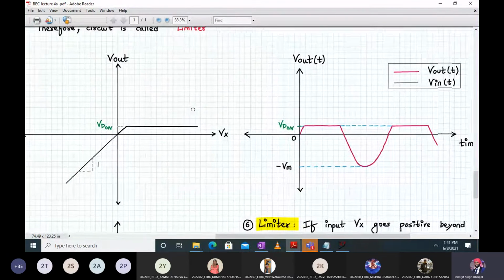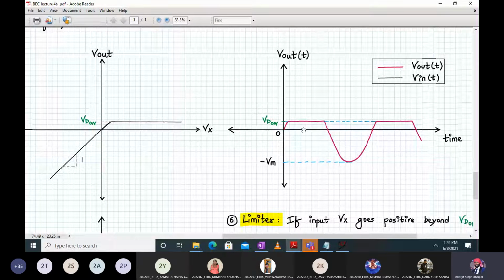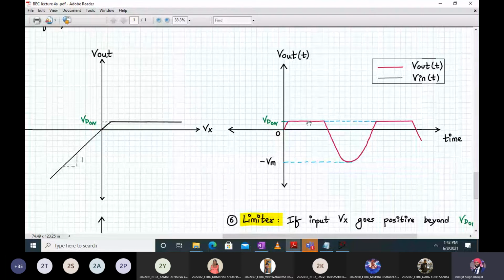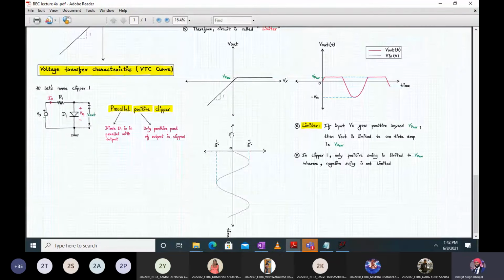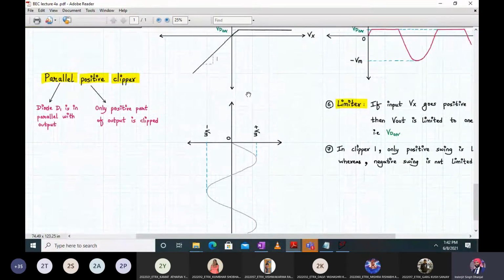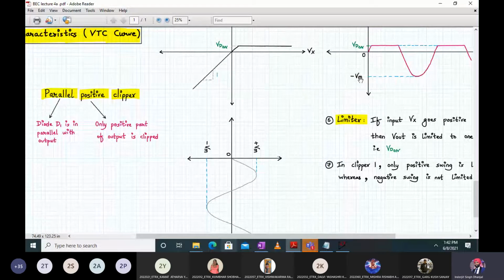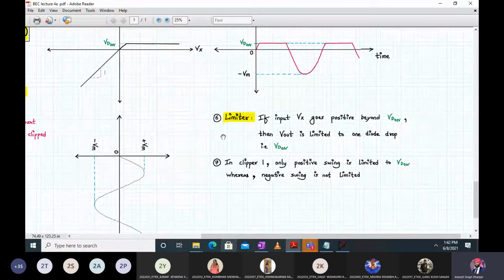If I want to relate the VTC curve with the input output waveform with respect to time, I can view it like this. This is my output waveform. As you can see, the output waveform is limited when Vx has reached Vd on. And in the negative direction, output and input are following each other. So basically this is my input waveform, which is full, and the positive portion has been clipped. From here we can draw a line and you'll get the positive portion being clipped. So all three waveforms together, we can view on one screen like this.